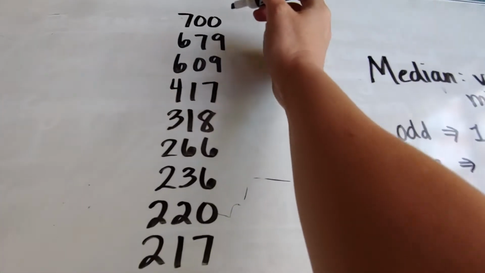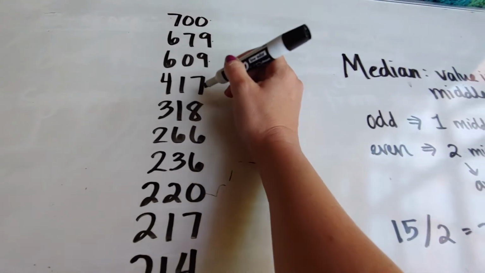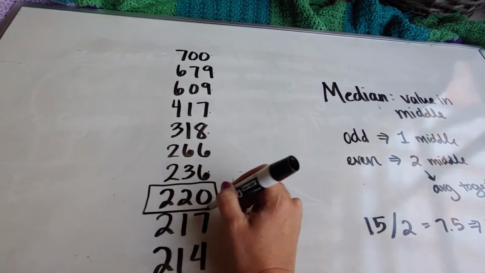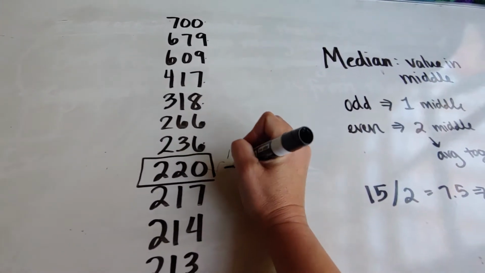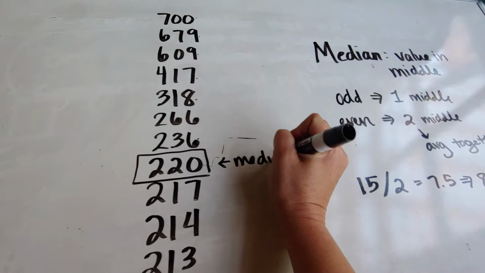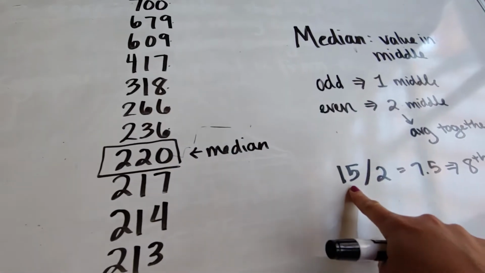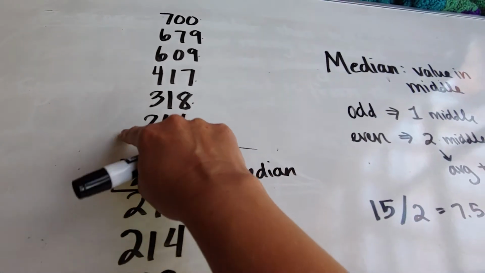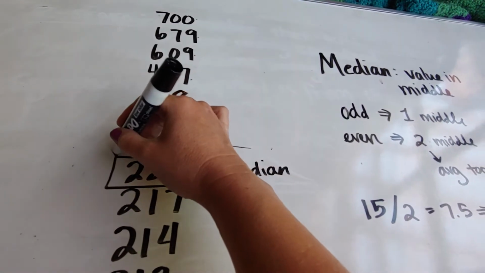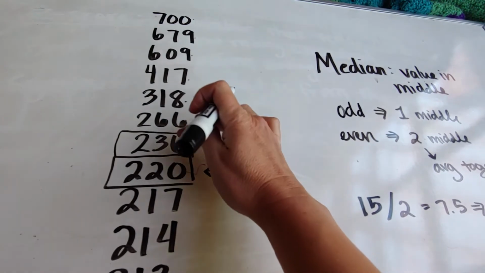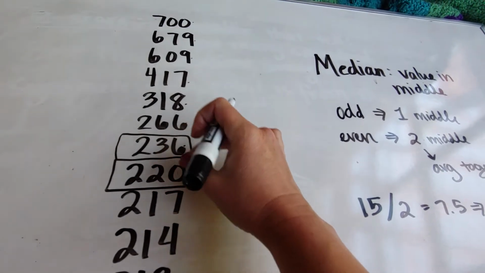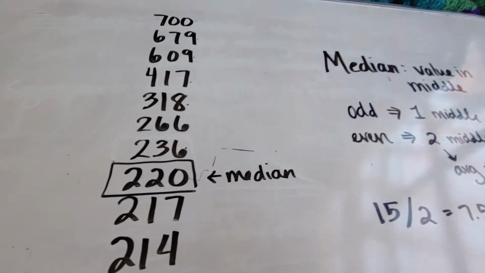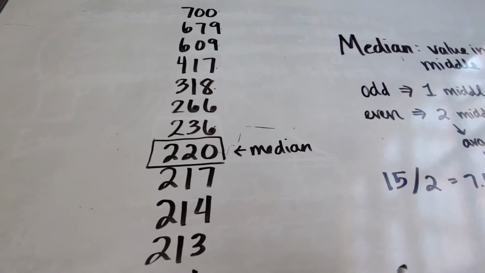So let's go ahead and count the 8th one. So 1, 2, 3, 4, 5, 6, 7, 8. So 220 million or 220 is our median. If we had 14 data points instead of 15, then we would have a shared middle. We'd take this 236 and 220 and average them together to get the middle. Okay, but we don't. We have an odd number, so we're good to go. Okay, so my median is 220.